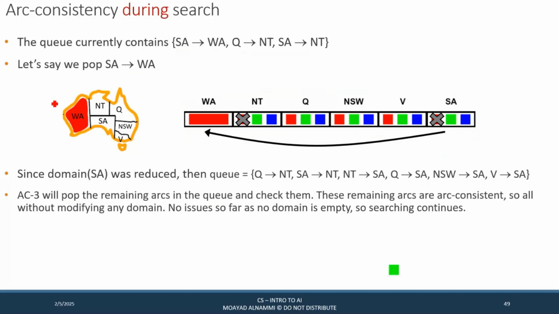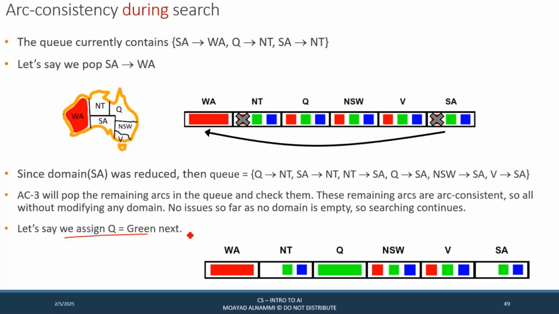So during this node, we applied AC3 fully for this assignment, and we ended up with this current domain here, right? NT will have these two values, and SA will have these two values. Now we can select a variable from this domain, assign it a value, and move down the search path. So let's say we assign Q equals green next. When we assign Q equals green, this becomes green here.